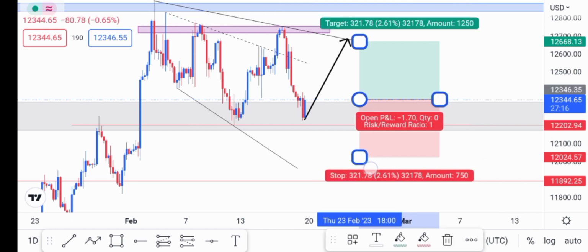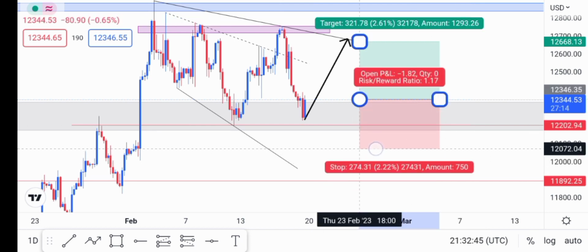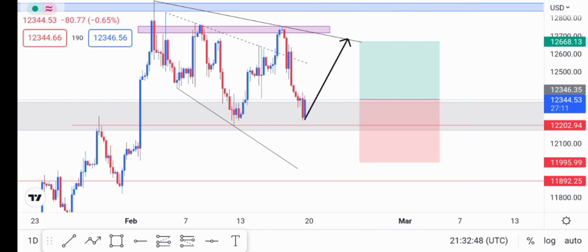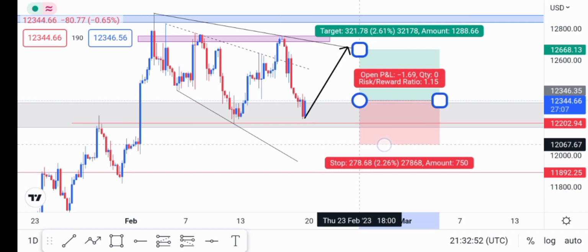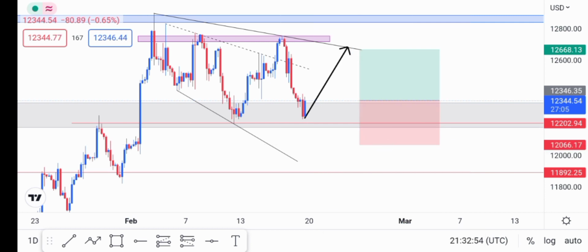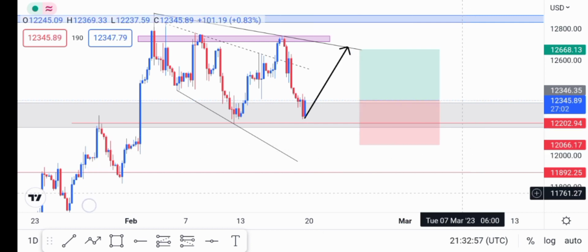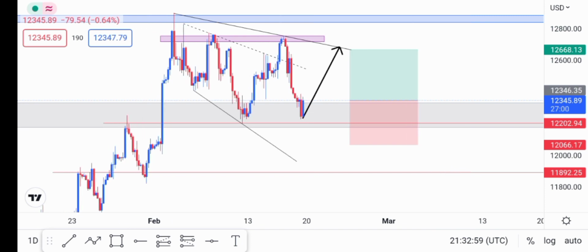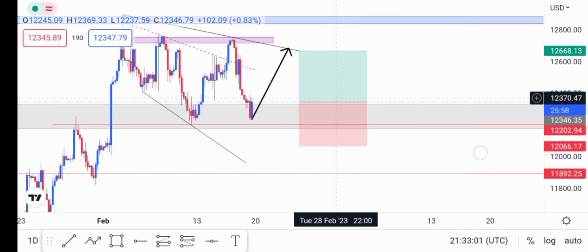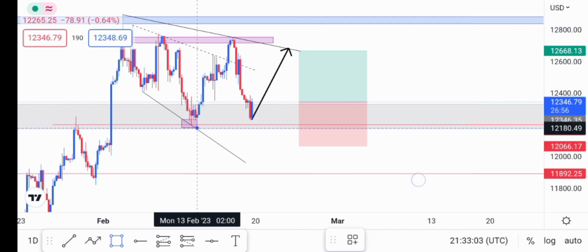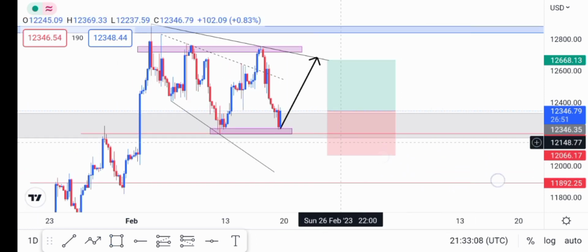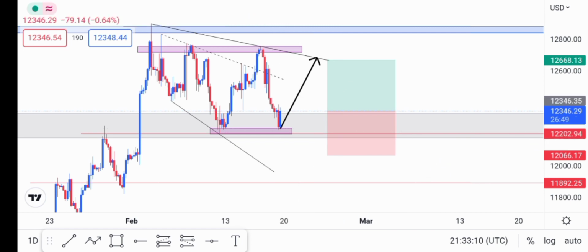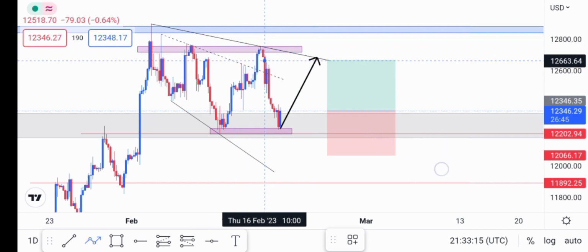So for now, we're just going to put it like this. But as you see, the risk reward ratio is not good, to be honest. So this is how you should take NAS100. The reason for our buy setup is this area here as a double bottom, and this area here as a wedge.